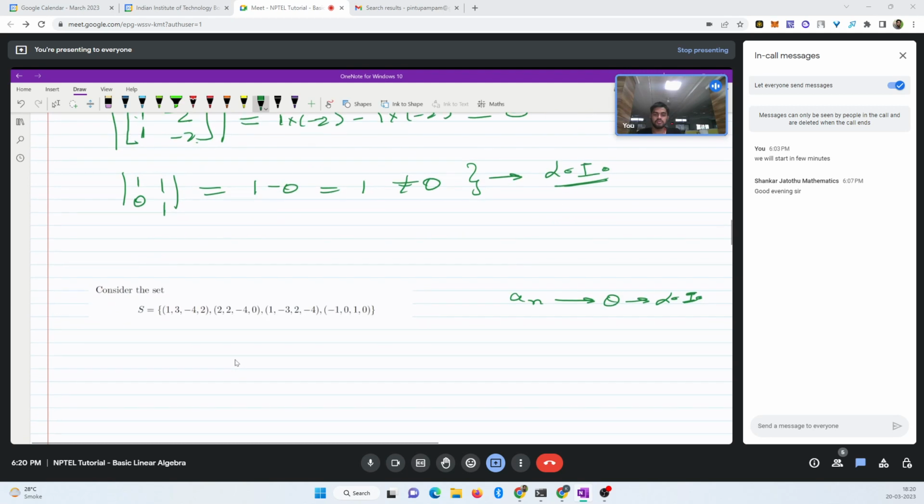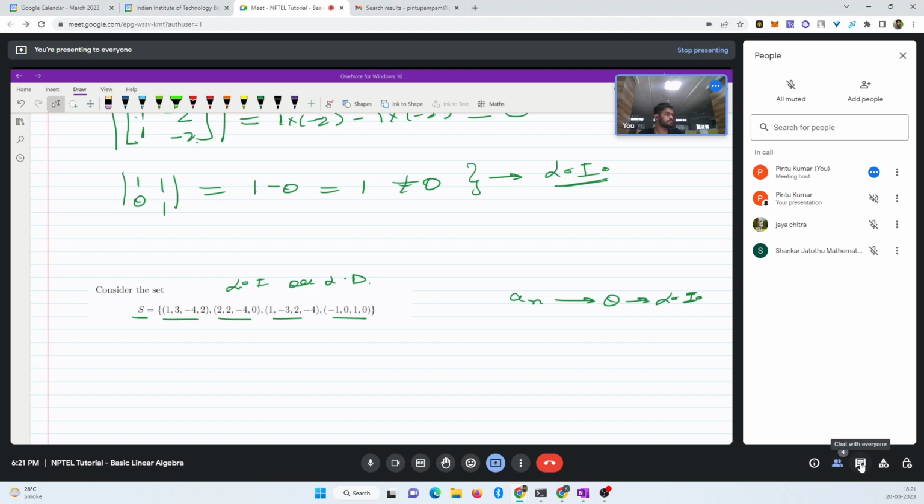Now I'll leave this to you. I'll take a pause for 1 or 2 minutes for you to solve. Try these vectors. We have a set of 4 vectors over here, 1, 2, 3, 4. They have asked us whether this set is linearly independent or linearly dependent. Okay, so just construct a matrix and check whether its determinant is 0 or not. I'll wait for 2 minutes for your reply to see whether it's independent or dependent.